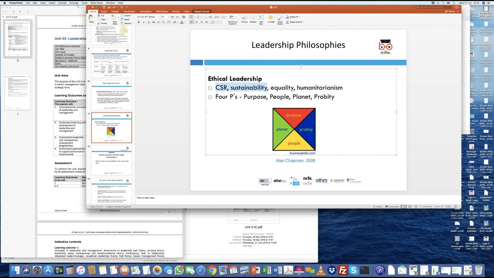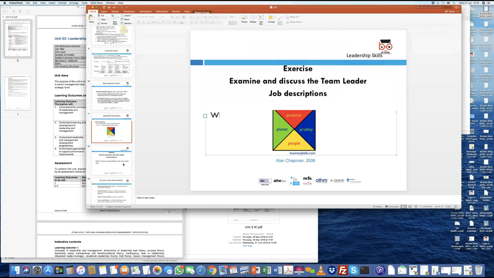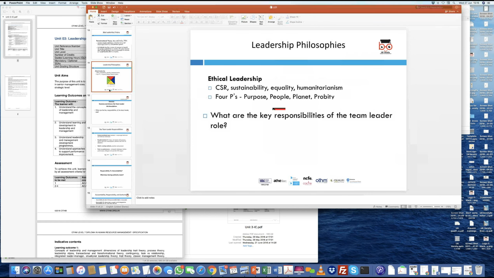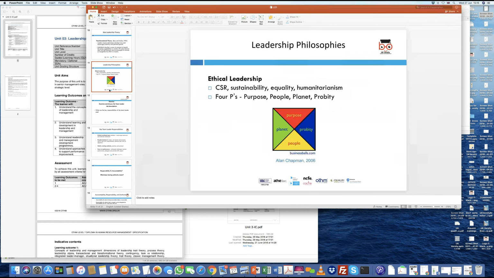So is this clear? Yes. CSR, I want to believe that's corporate social responsibility. Yeah. Okay. Now, for that, you said it falls under the leadership philosophies, that's ethical leadership.